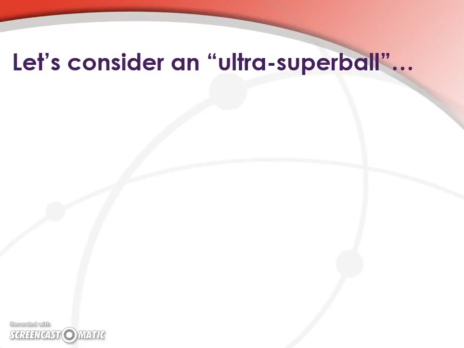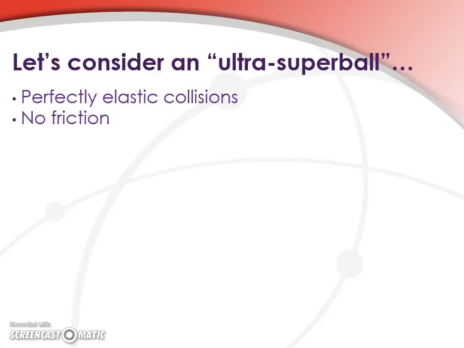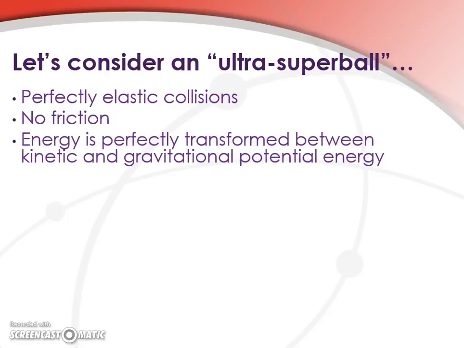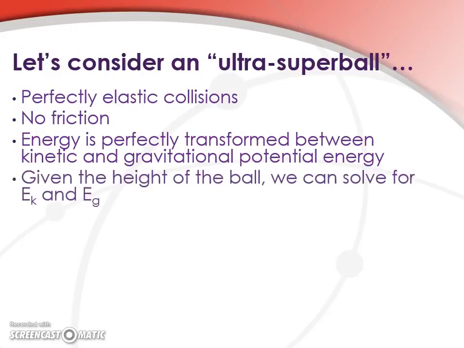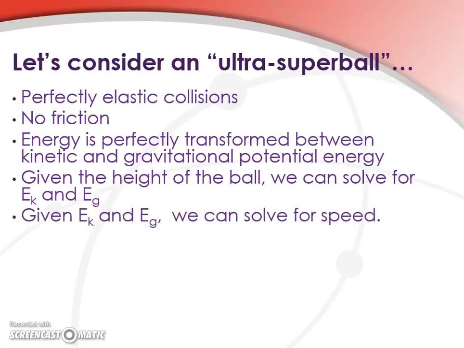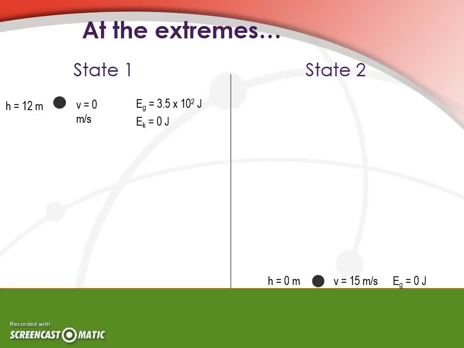And we talked about our forever ball back last week. Let's talk about it again. If we have perfectly elastic collisions and no friction, then energy is going to be perfectly transformed between kinetic and gravitational potential energy. And once we have this extra special ultra super forever ball, given the height of the ball at any time, we can solve for kinetic energy and gravitational energy. And given the kinetic energy and gravitational energy, we can solve for speed.